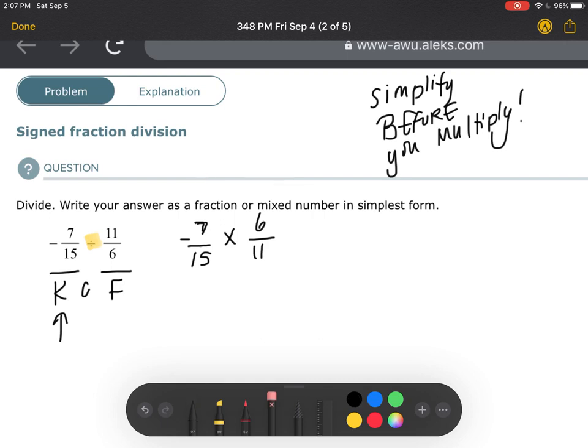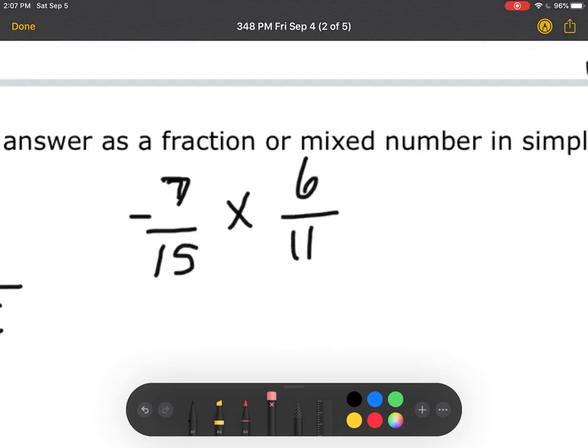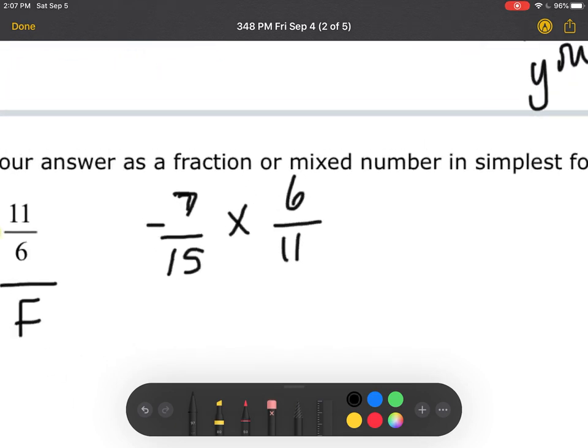Okay? So, 7 and 11 can't be simplified, but 6 and 15 can be. These are both divisible by 3. So 6 divided by 3 is 2, and 15 divided by 3 is 5. Then I'm going to go back in and say 7 and 5 can't be simplified, 2 and 11 can't be simplified. So everything's set. Nothing else can be simplified in this problem. So I'm going to continue and do the multiplication piece.